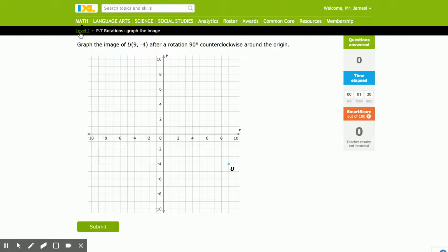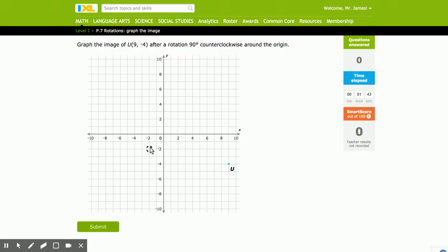Okay, so we're looking at rotations. Rotations are a little strange and they're kind of hard to picture sometimes, especially when we're only looking at a point. But a couple things to keep in mind here is that, remember from Pearson that a counterclockwise rotation is considered a positive rotation. So if it says rotation of 90 degrees counterclockwise, that means we're moving this way, right?